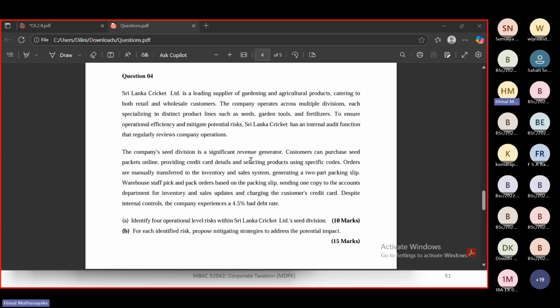Yes. Anyone write an answer? Yes. So what are the operational risks you have identified in this case? They use the manual system. All right. Okay. So what is the risk here? Because of the manual system, they can manipulate the invoices and orders and sales value. All right. Okay, that's one. Yes, any other thing? Good. Very good.